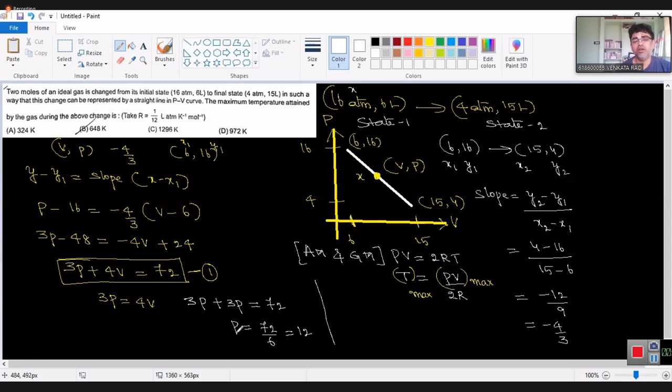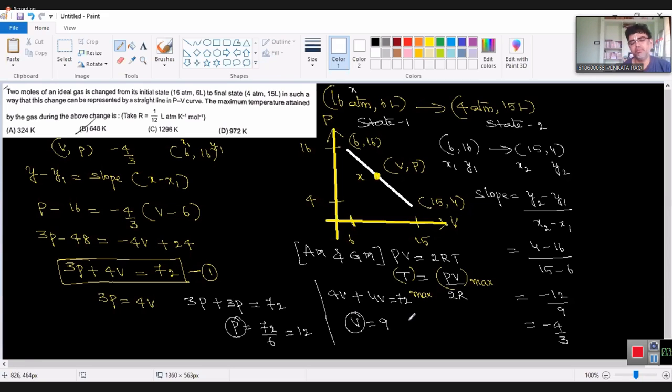Now, in terms of volume, let me write down. In place of 3P, you can write 4V plus 4V, that is equal to 72. Then V is equal to 72 by 8, 9. What I mean to say, if 3P is equal to 4V, then the product of pressure and volume will be maximum.